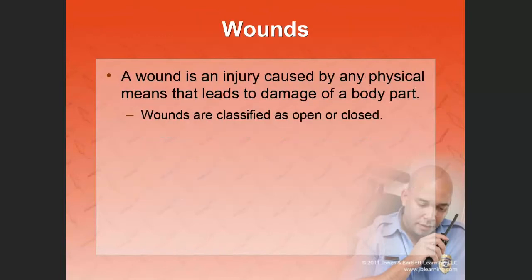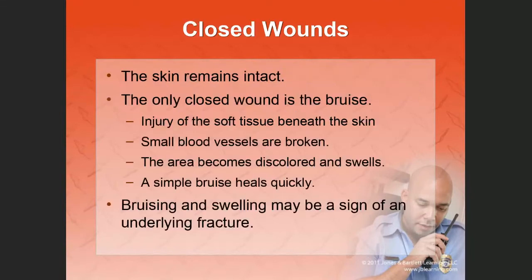All right, now let's look at the specific wounds. A wound is an injury caused by physical means that leads to damage of a body part. And wounds are classified as either open or closed. If it's closed, the skin is intact, the damage is underneath the skin. All right, now closed wounds, the skin remains intact. The only closed wound is the bruise. This is injury of the soft tissue beneath the skin.